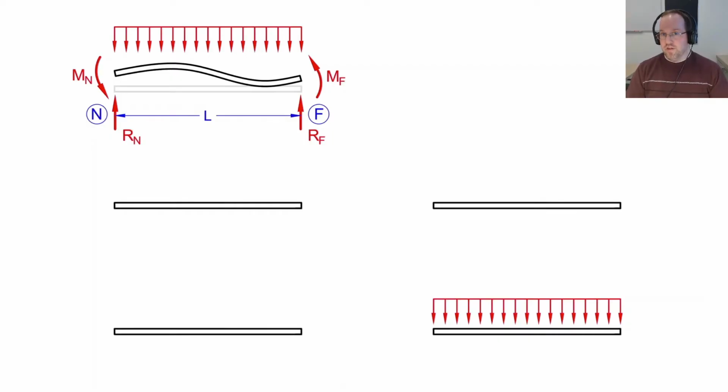Welcome back, everyone. Today we are talking about the slope-deflection equations and how we can use them to solve for indeterminate beams. Let's begin with a quick derivation of what the slope-deflection equations mean.